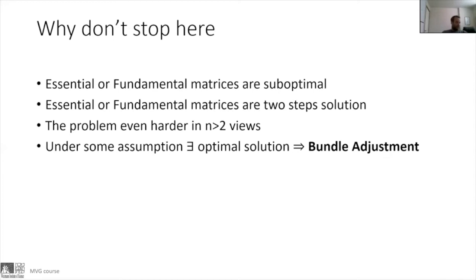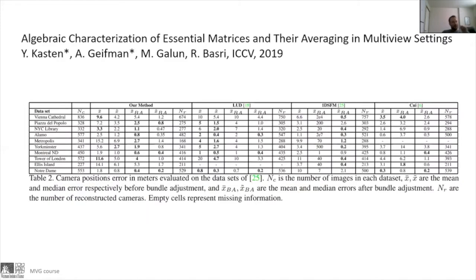And the last reason why we shouldn't stop here is because under some conditions, under some assumptions, actually we have an optimal solution, which is called bundle adjustment, which is what we will talk about today. So to give you another motivation for bundle adjustment, so why we should talk about bundle adjustment.